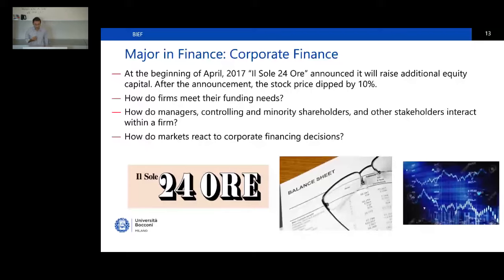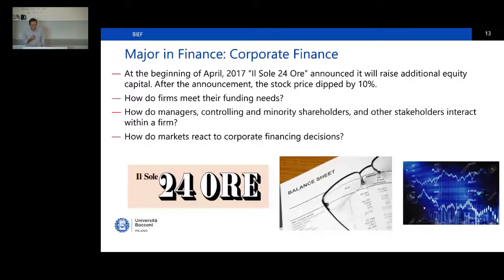This brings us to three questions. The first is: how do firms meet their funding needs? In this example, clearly raising additional equity was not a good idea. So what could Il Sole 24 Ore have done differently? This brings us to the different financing tools that the firm can use. Il Sole 24 Ore could have asked for a loan from a bank, or could have floated a bond to the market. What are the different consequences of each of these financing tools?